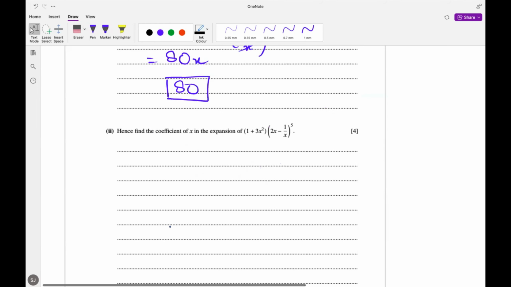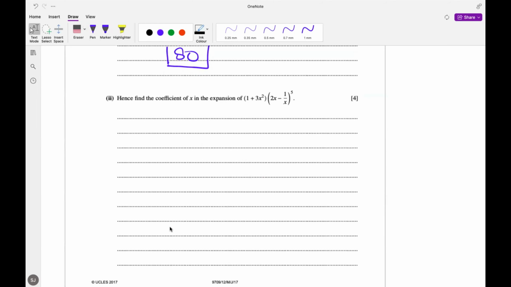In part 2, we have to find the coefficient of x in the expansion of (1 + 3x squared) multiplied by (2x minus 1/x) to the power 5. Now, when we have to find the coefficient of x, we are looking for terms that when they multiply, they will give us a term in x. So 1 plus 3x squared will remain as it is. Now we are looking for terms over here, which when they multiply by 3x squared and 1, they will give us a term in x.